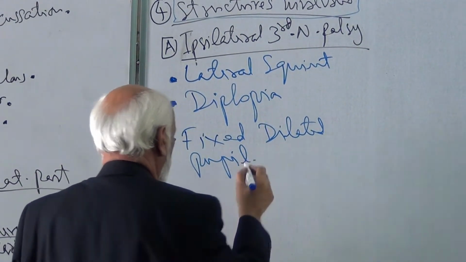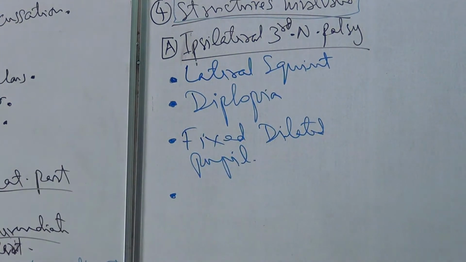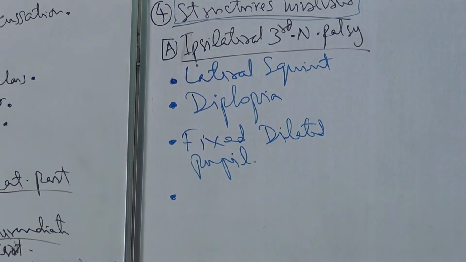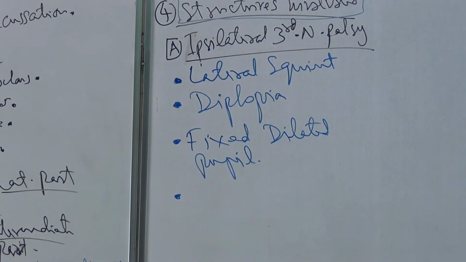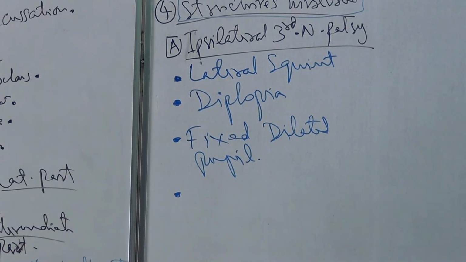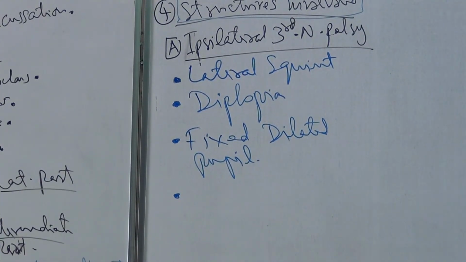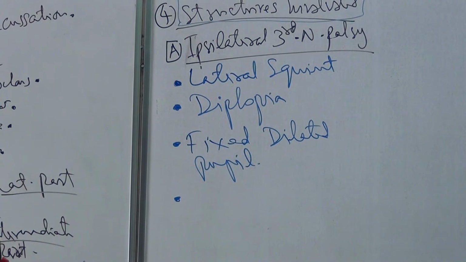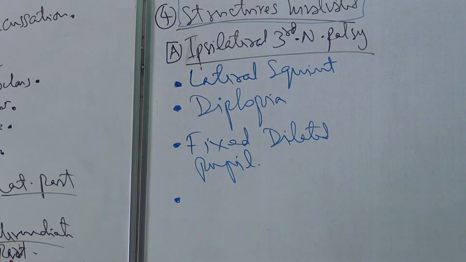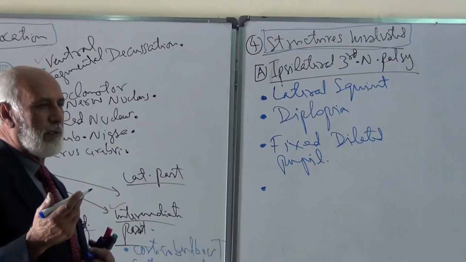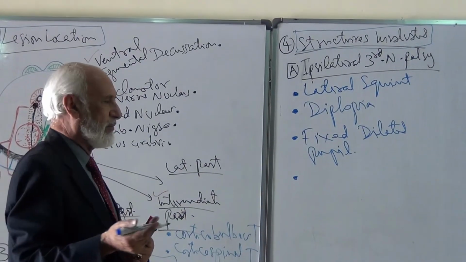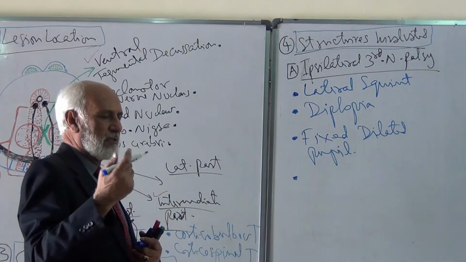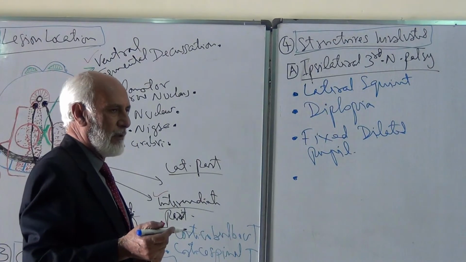On the affected side, the pupil of the eyeball is dilated because the sympathetic nerve supply is intact, and the parasympathetic pupillary constrictor muscle is paralyzed. So it will result in dilatation of the pupil and it is fixed. There is little or no response to light.